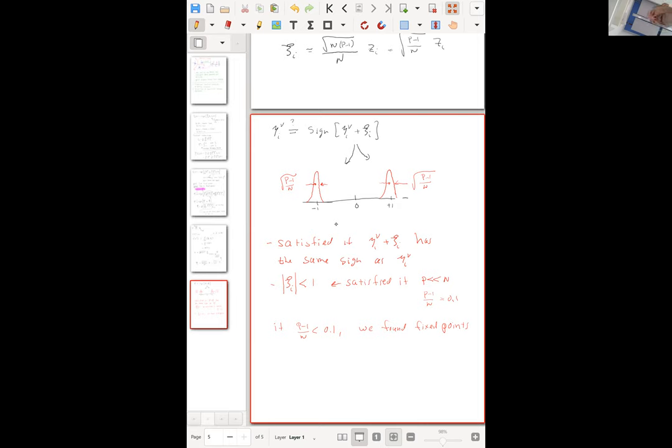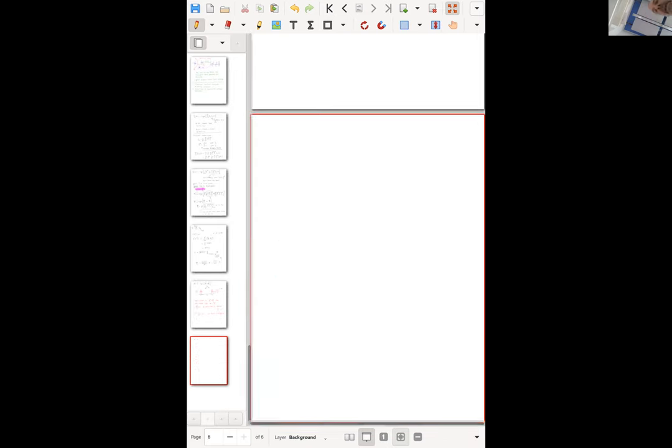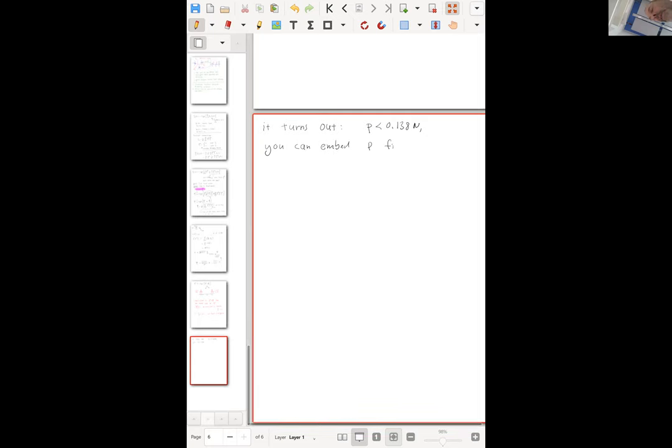Now there are a couple of twists to this. First of all, it turns out if P is less than 0.138 N, you can embed P memories. So you can embed P fixed points. And think of a fixed point as a memory. It's a fixed point of dynamics. It's something you can store in your brain. Once you go to that fixed point, your brain can figure out, oh, that's a dog, that's a cat, that's my friend. So it's a really convenient way to store things.